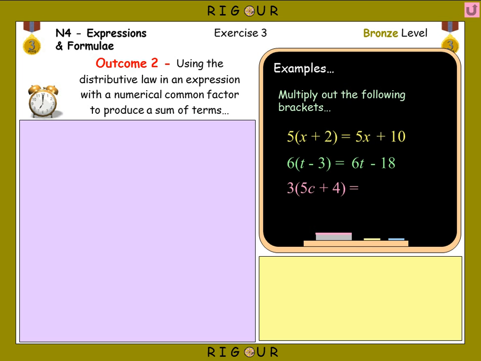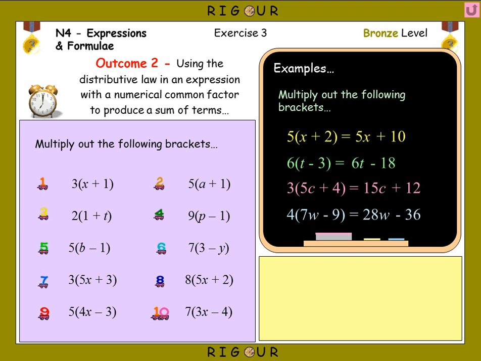Then we have 3 bracket 5c plus 4. So 3 times 5c is 3 lots of 5c, which gives us 15c, and 3 times 4, it means we've got plus 12 at the end. And our final example, 4 bracket 7w minus 9. 4 times 7w is 28w, and 4 times negative 9 gives us negative 36 at the end.